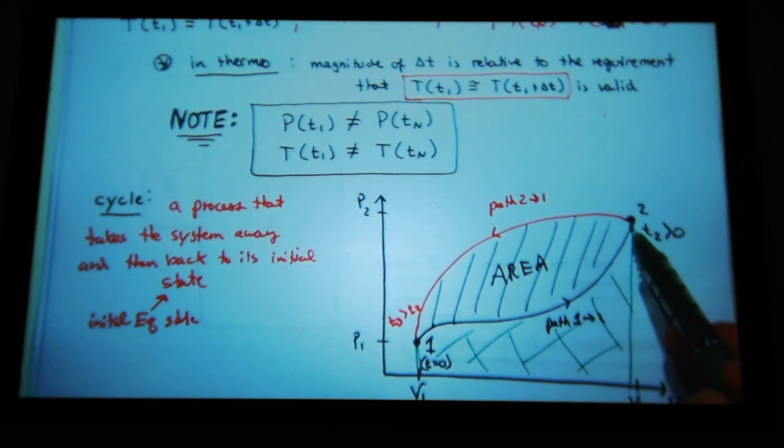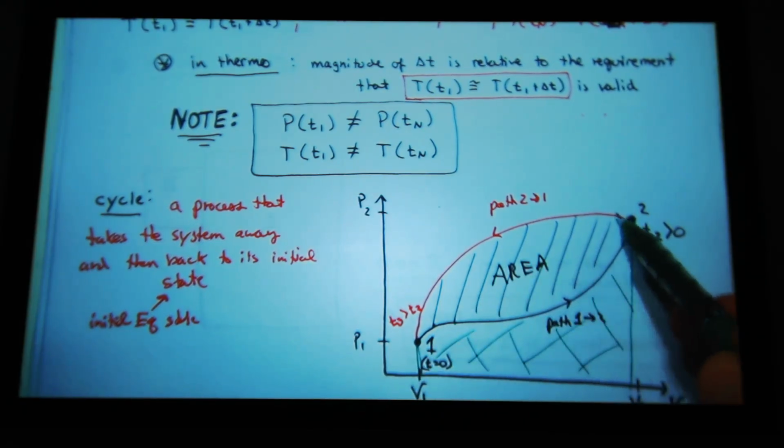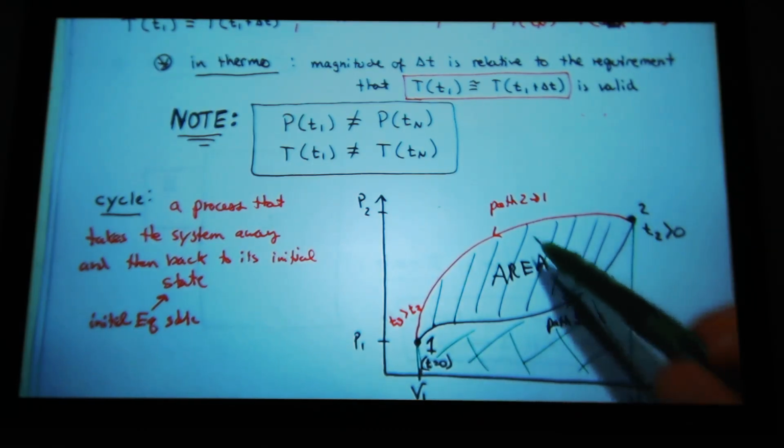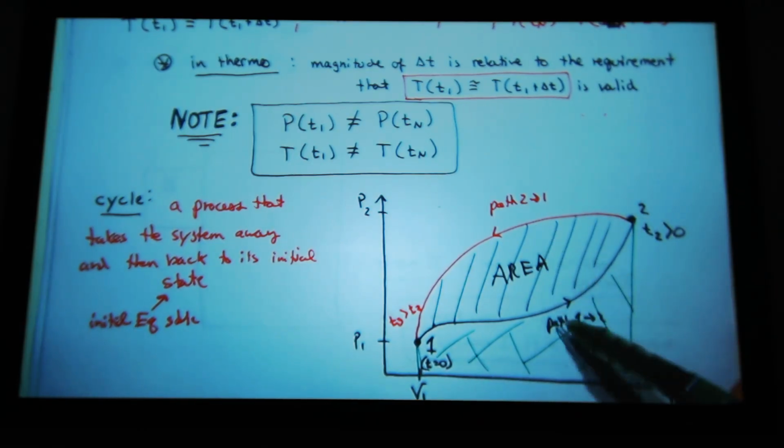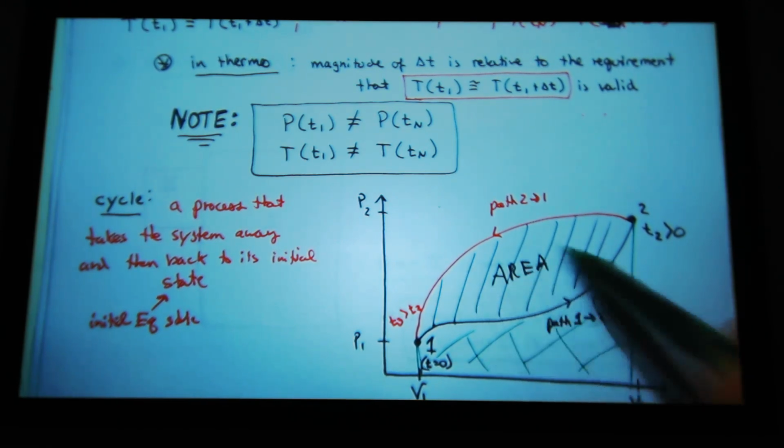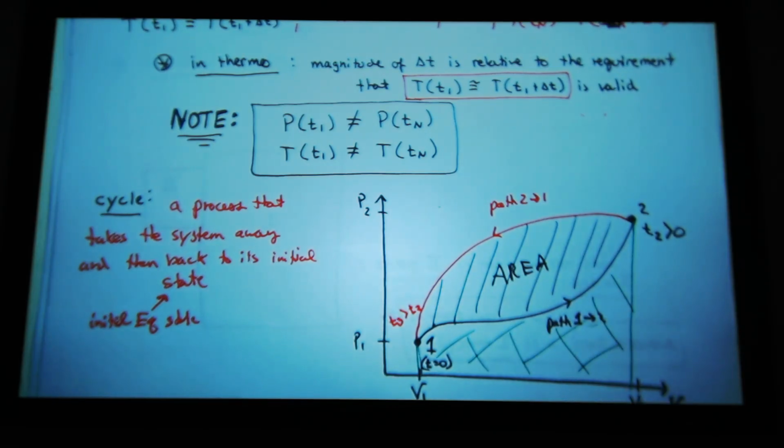And then if I go from path 2 back to 1, I have an area under this red curve. And if I subtract the area under the curve under path 1 from that area, I get the area within my cycle. Okay? What does the area within the cycle represent? Yeah, that's the important thing.